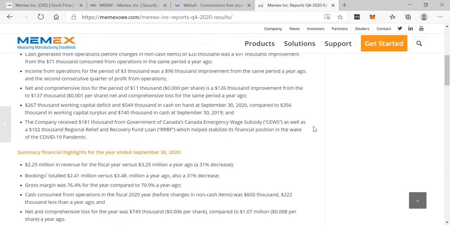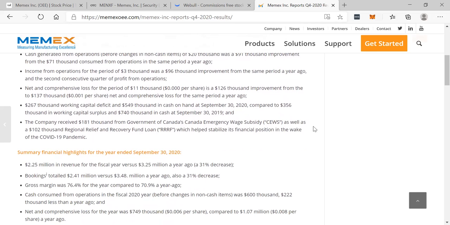Income from operations for the period of $3,000 was a $96,000 improvement from the year ago period and a second consecutive quarter of profits from operations. So 2 quarters in a row of profits from operations. So they were operating at a loss. Now they're operating in profits. Net and comprehensive loss for the period of $11,000 is a $126,000 improvement from the $137,000 net and comprehensive loss from the same period a year ago.